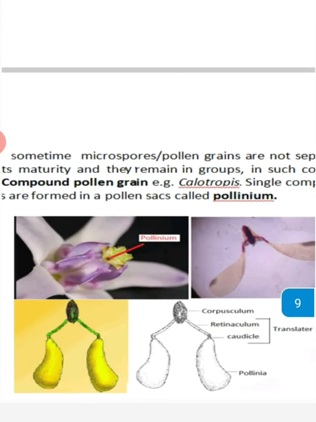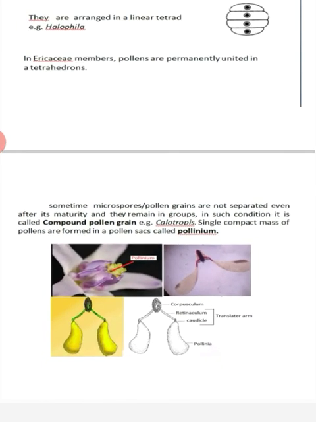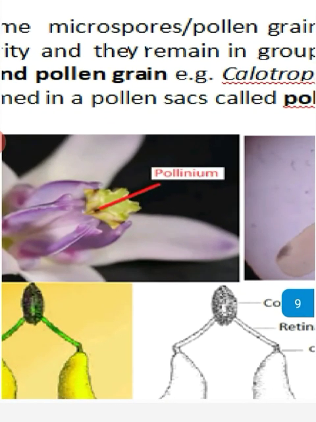Then there is one exceptional case, that is the compound pollen grains. Sometimes microspores or the pollen grains are not separated even after maturity and they remain in groups. In such a condition, it is called compound pollen grains, and the classical example is Calotropis. Here a single compact mass of pollen grains is formed in the pollen sac, and this compact mass is called pollinium.